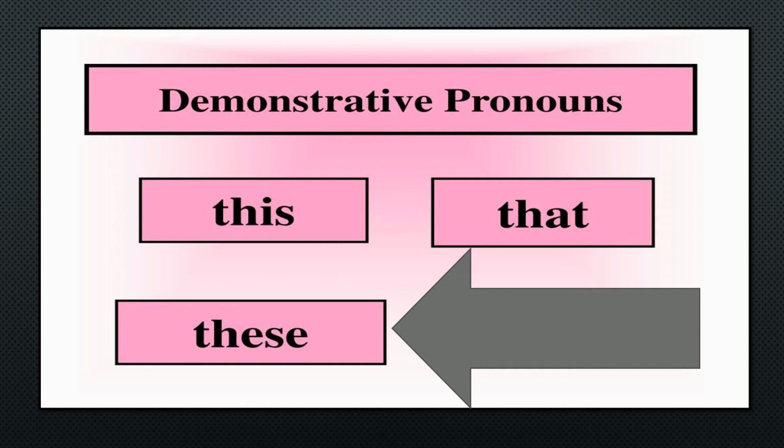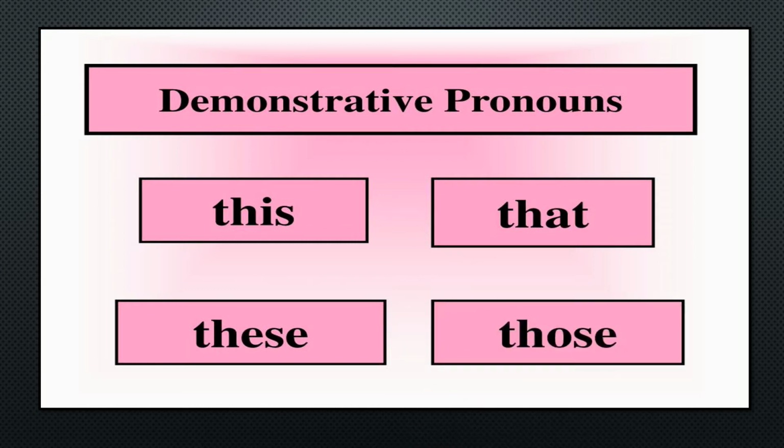And then the plural form of this is these. So these means more than one item. They are closer to you, they are nearer to you. And then those are far away in the plural form.